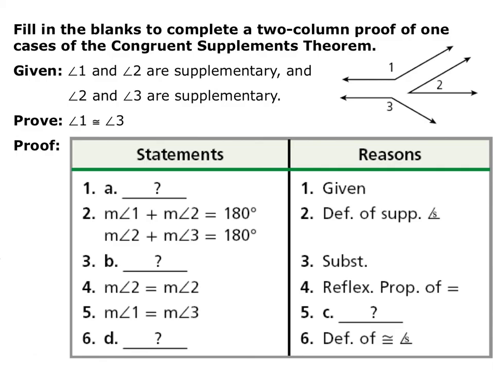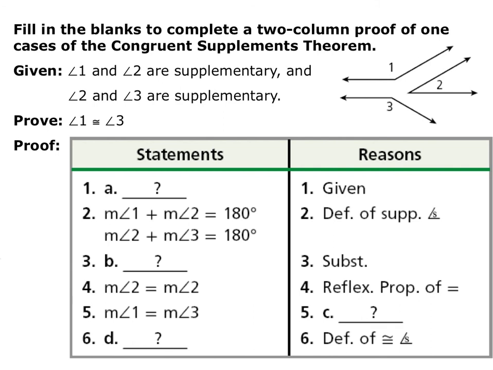Okay, here's a new proof. It says fill in the blanks to complete the 2-column proof. Okay, this is proving part of the congruent supplements theorem, so you cannot use congruent supplements theorem as a reason. The reasons will be something else to come up with what the congruent supplements theorem says eventually.